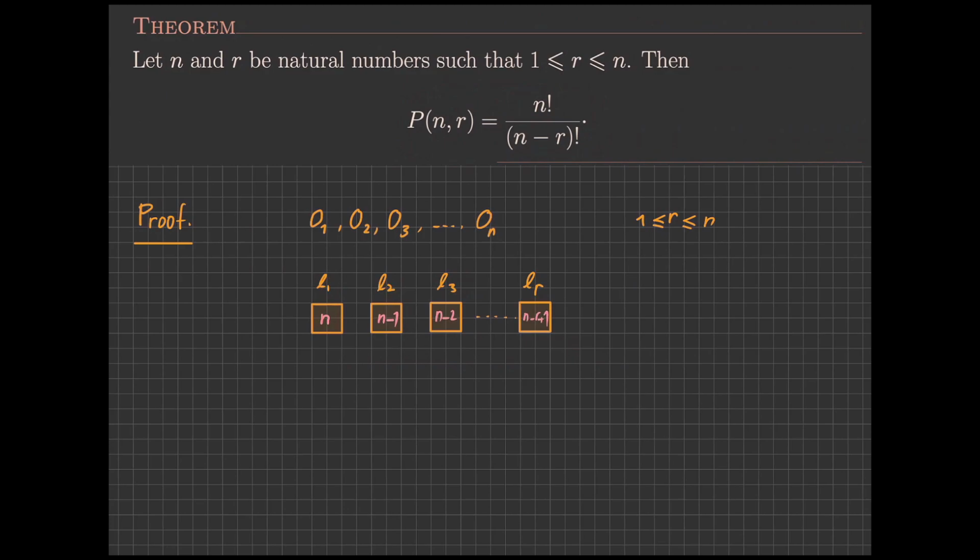Is that clear? Okay, but then, the number of ways that I can do that, which on the one hand is P(n, r), is equal to what? By the product rule, it is n times n minus 1 times n minus 2 up to times n minus r plus 1. Do you agree? So this is the formula.